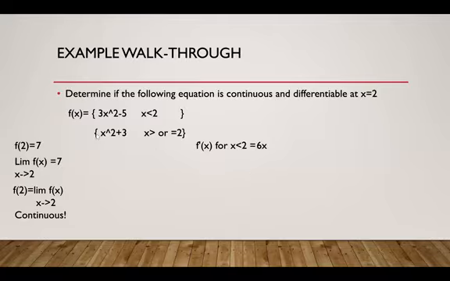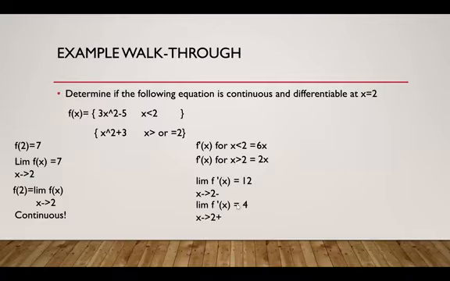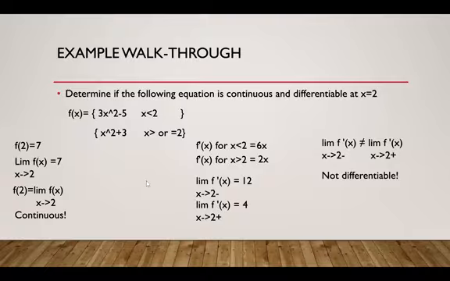And using the power rule again for values greater than 2, using the second equation, you get 2x. Okay, so if we plug in our x value into both of those, we get 12 for the left-hand limit and 4 for the right-hand limit. So we can see that those two limits are not equal. Therefore, the function at that x value is not differentiable.